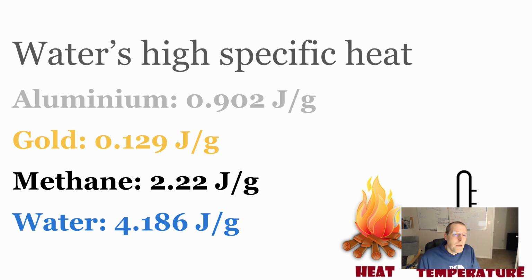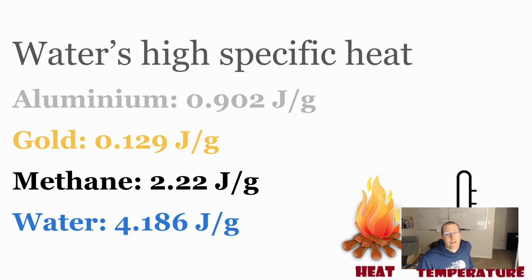So for example, aluminium at the top here in the kind of silver font has a specific heat of 0.9 joules per gram. Gold has a specific heat of 0.129 joules per gram. Methane has a specific heat of 2.22 joules per gram. Look at water, 4.186 joules per gram. What does that mean? What that means is that you have to put more heat energy into a gram of water to raise its temperature by 1 degree Celsius than you do for methane. And you have to put much more into water than you do into gold, and much more into aluminium.